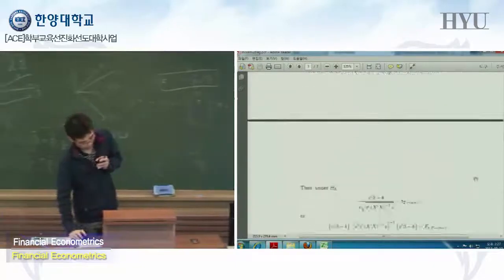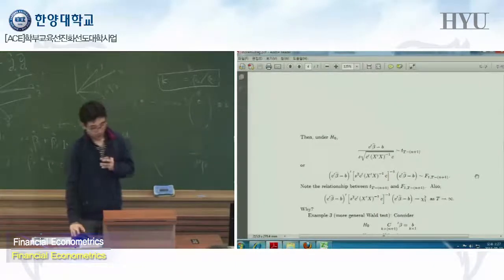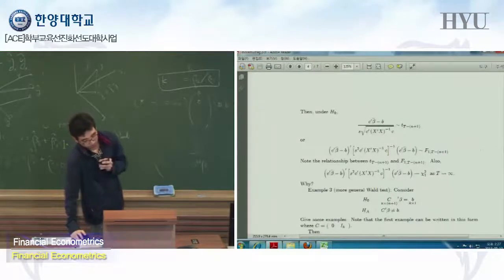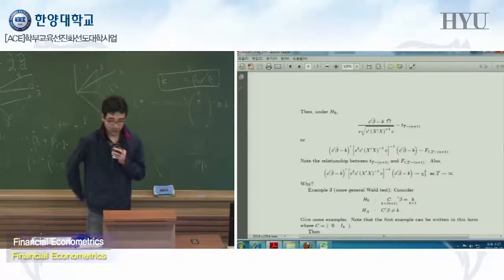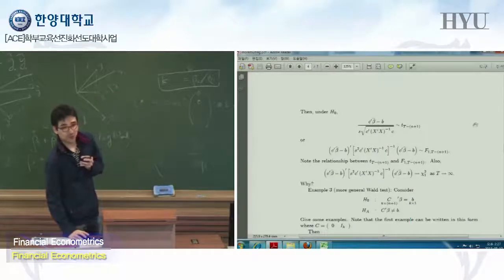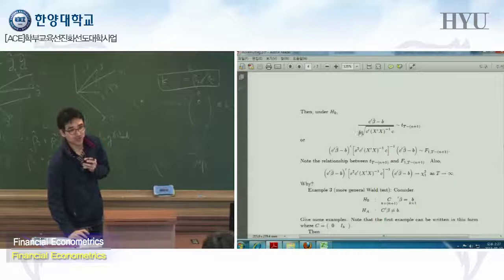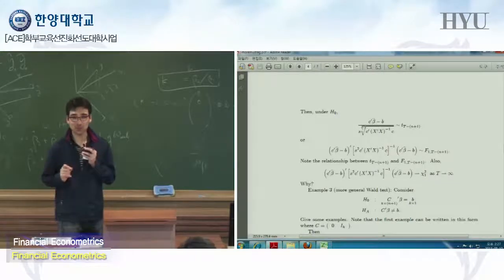Therefore, under the null hypothesis, C prime beta hat minus B divided by S times the square root of C prime X prime X inverse C should follow a T distribution. It should follow not a normal distribution but a T distribution, because instead of sigma square we use S, because we don't know sigma square.